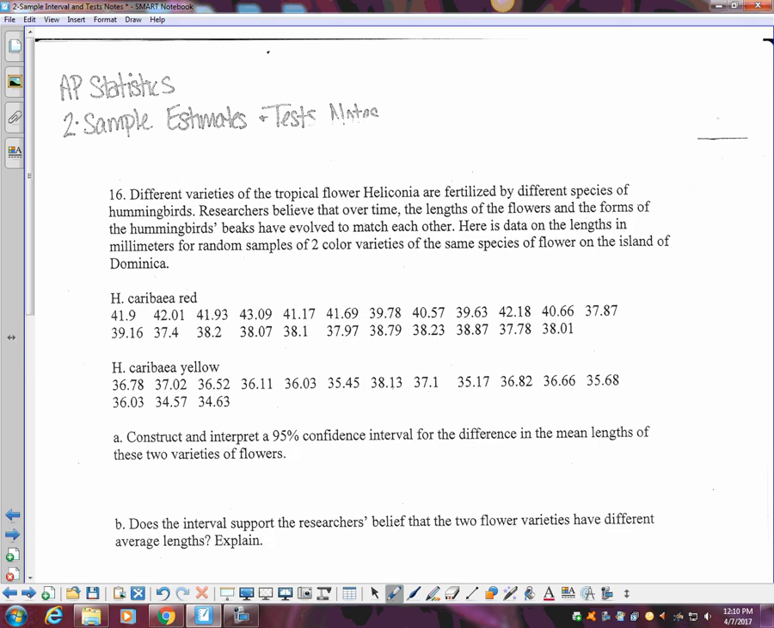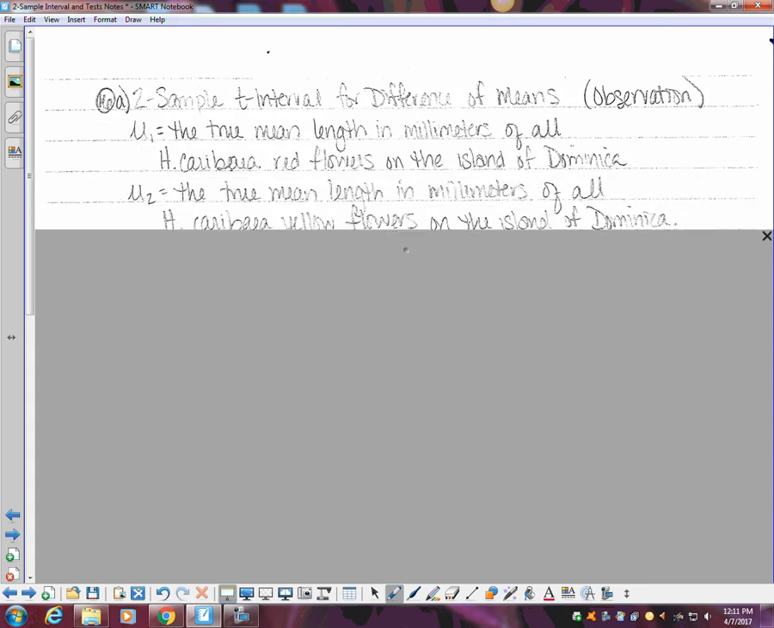So we're definitely doing a difference of two, and we're doing a confidence interval. That's pretty obvious. And then it's got a follow-up question that says, does the interval support the researcher's belief that the two flower varieties have different average lengths? Explain. Okay. So we are doing a two sample t interval because these are means, for the difference of means. This is an observation, not an experiment, because we're not doing anything. We're just measuring what's already there.